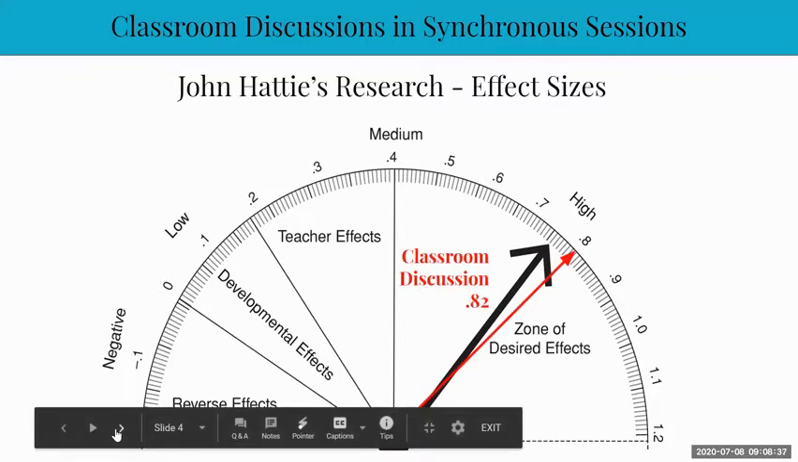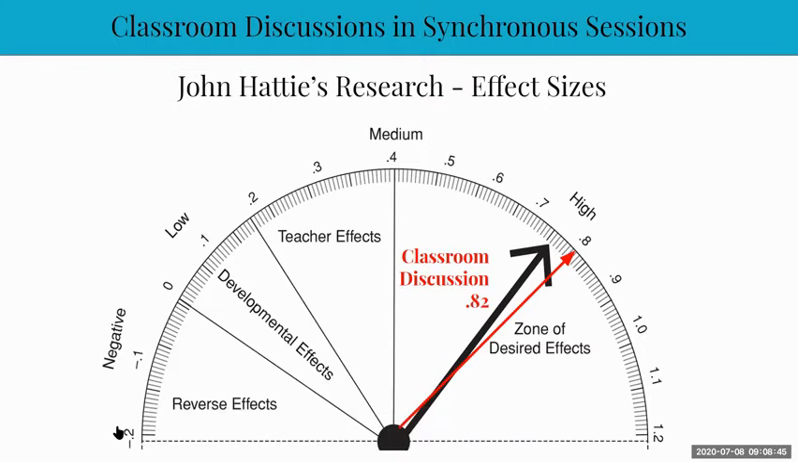And of course, classroom discussion, which is the very thing we're talking about, is a 0.82. And so the idea is that as educators, if we implement classroom discussions consistently and with fidelity, that will double the rate of learning for kids. They'll learn 2 years worth of stuff in 1 year's time.